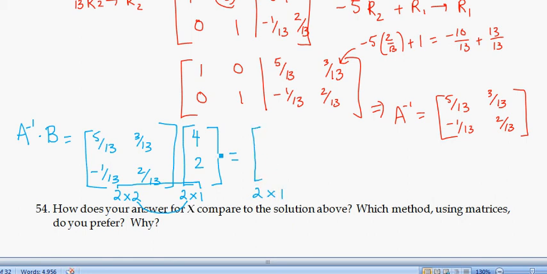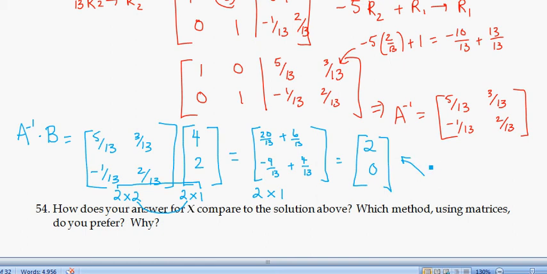Okay, so what do I do here? I take 5/13 times 4. So 5/13 times 4 is going to be 20/13 plus 3/13 times 2. So that's going to be 6/13. And in the bottom I get negative 1/13 times 4. So that's negative 4/13 plus 2/13 times 2. So that's a positive 4/13. So on the top I'm left with 26/13, but that's the same thing as 2. In the bottom I get negative 4/13 plus 4/13, which is just 0.